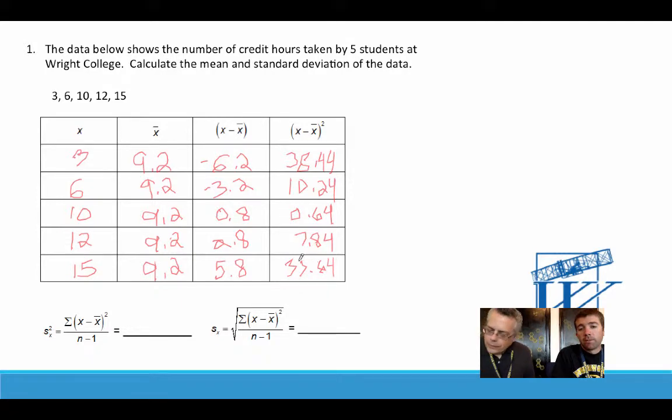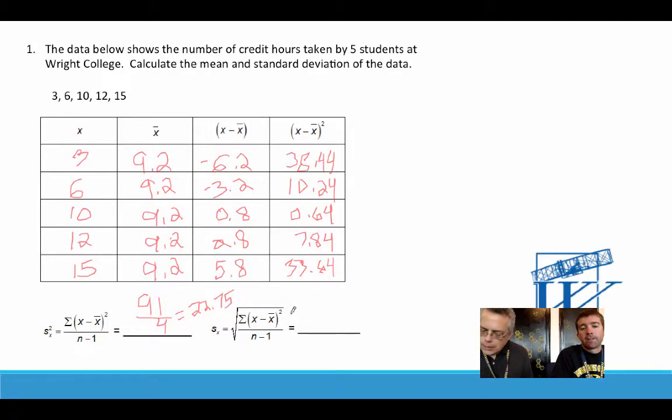So we have to total these. Remember, that's what this sigma sign, this sum sign, means down here. A lot of people are still getting confused on that. They all added up to 91, and we're going to divide that by 4, because it's n minus 1. So this is almost the usual average, but we're dividing by the number of data items minus 1. 91 divided by 4 equals 22.75.